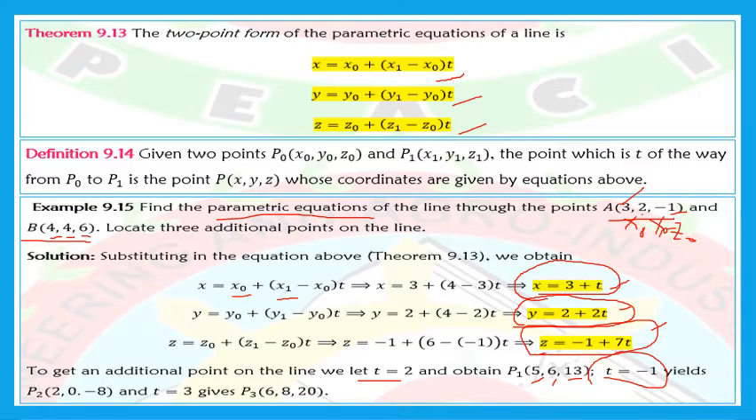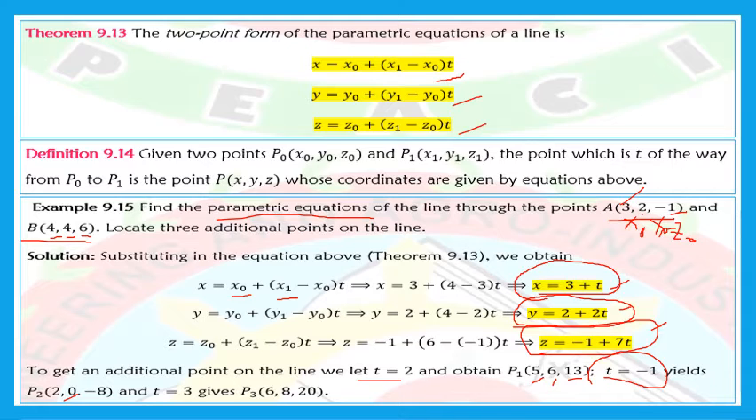Bakit? When t is negative 1 here, magiging x equals 3 plus the negative 1 is 2, diba? Sa y naman is y equals 2 plus 2 times negative 1. So 2 minus 2 is 0. That's why 0. Sa z is negative 1 plus 7 times negative 1, that is negative 8.